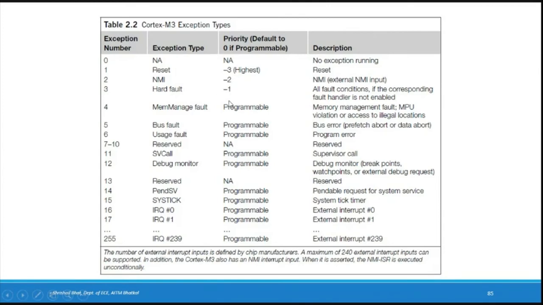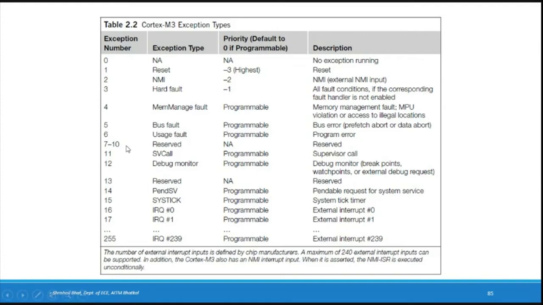Then whatever comes will be 0, 1, 2, 3, and so on. They are programmable, they can be programmed by the user. Exception number 4 is memory management fault. If there is a violation by a particular process to access some part of memory which it is not authorized to access, then this memory management fault will occur. Then exception number 5 is bus fault. There is an error in the bus, prefetch abort or data abort. Data is not properly fetched. In such cases, bus fault happens.